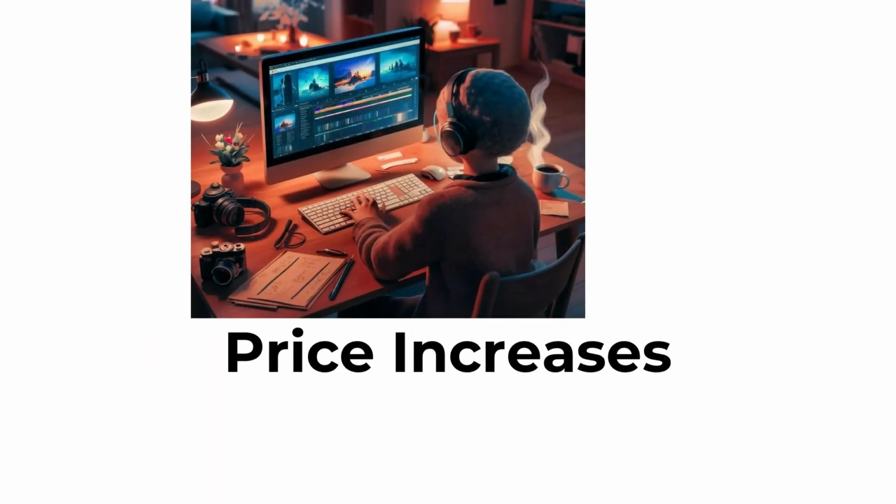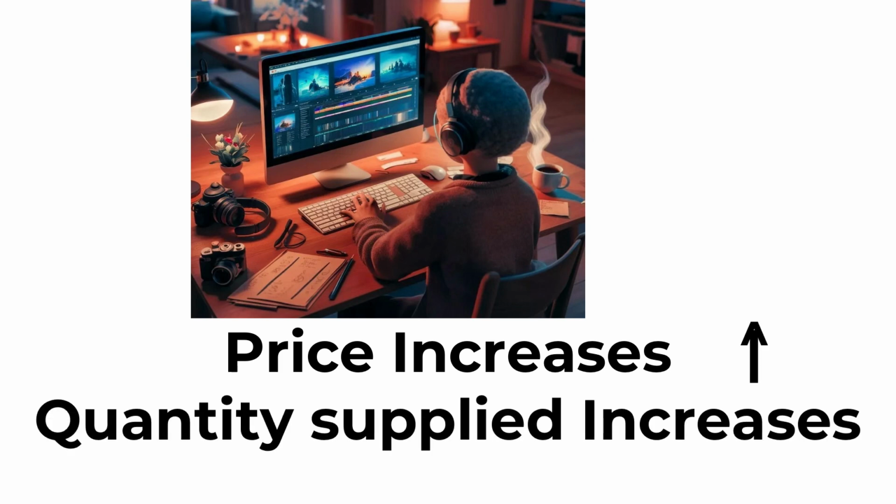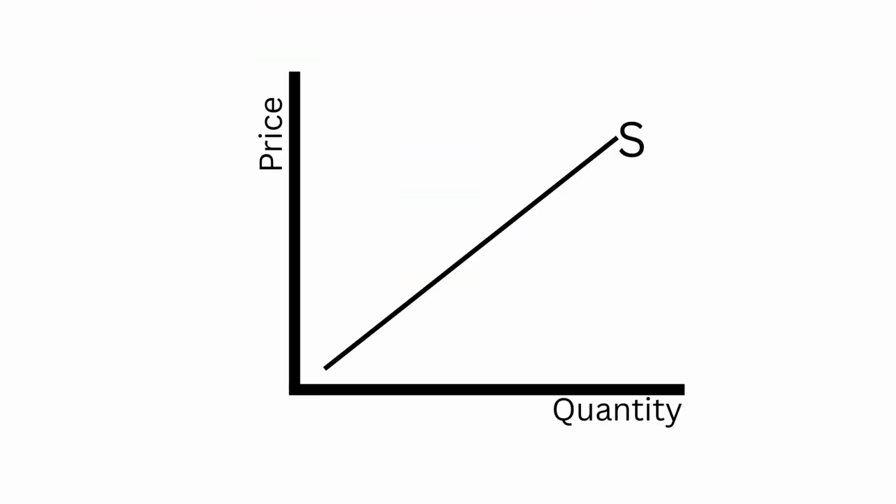This shows the law of supply. When the price or reward increases, the quantity supplied also increases. If we show this as a graph, the supply curve slopes upward, just like how more content creators pop up when the bag gets bigger.